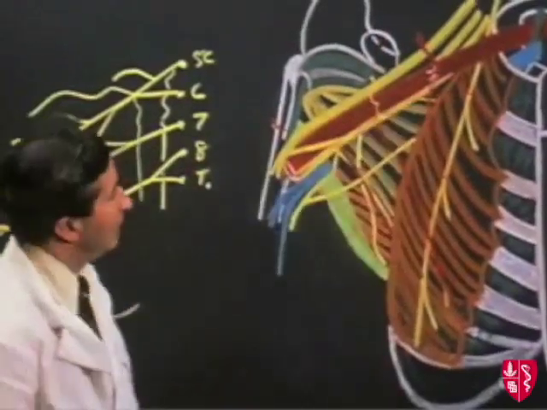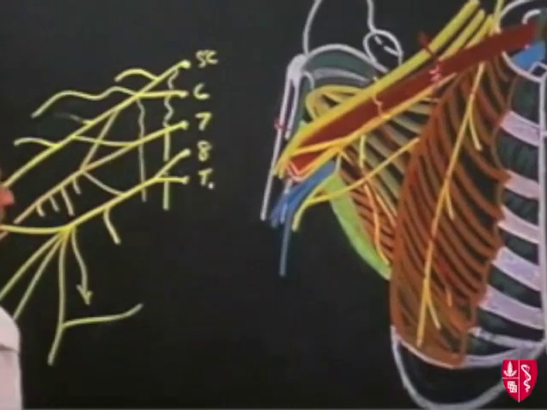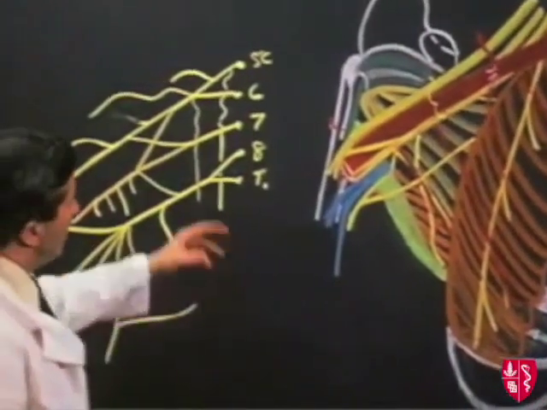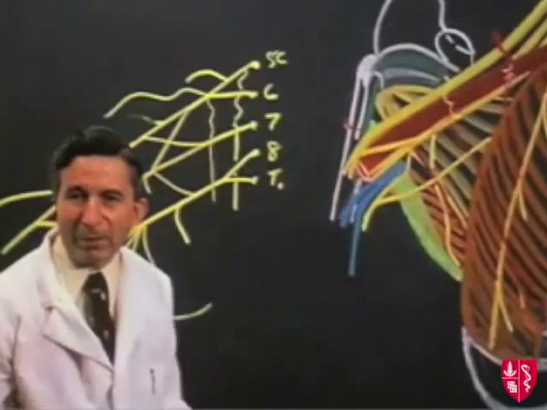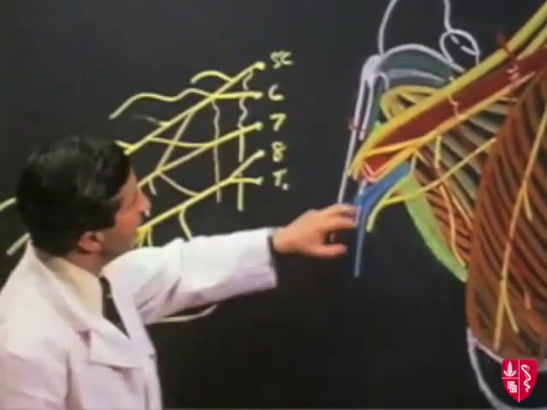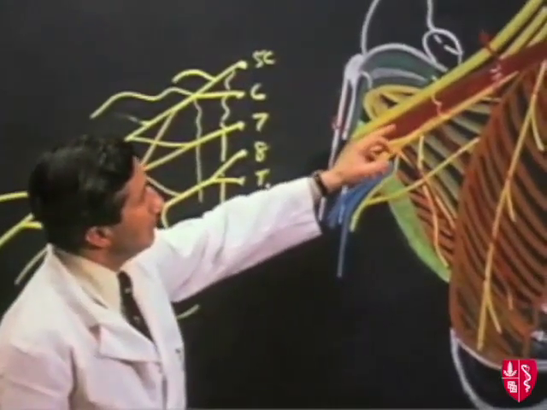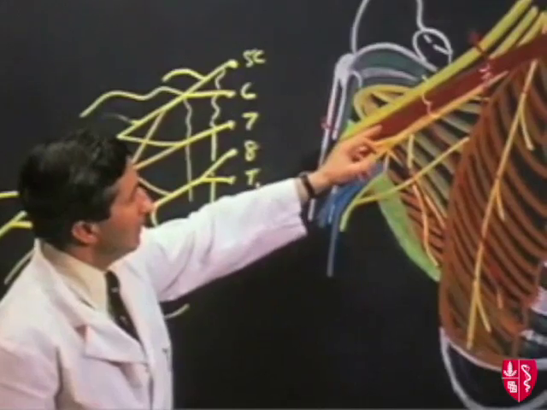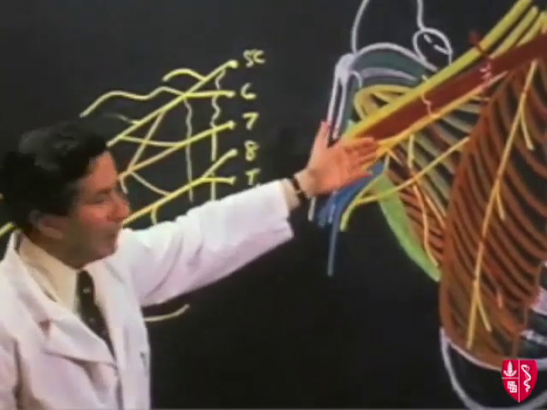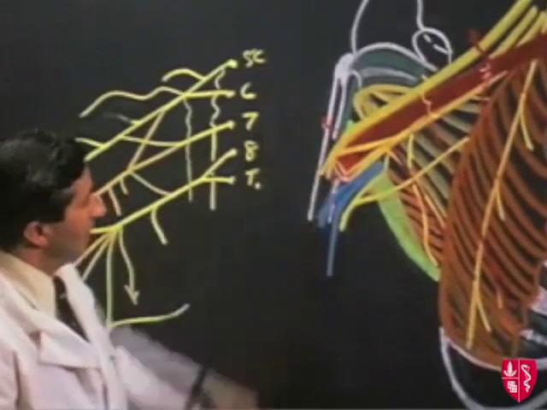Thank you very much. Well, now I think we're in a position to just talk a little bit about the posterior cord of the brachial plexus. We said that the posterior cord was situated behind this part of the artery. Are there any branches that we can see, any of the terminal branches?